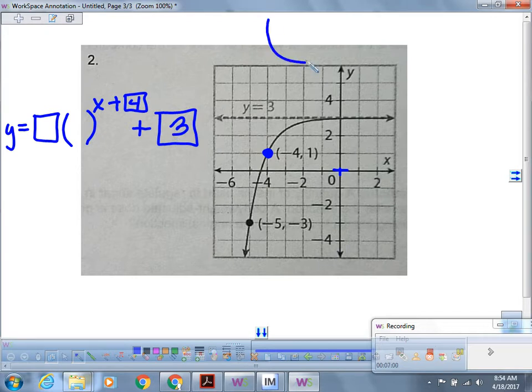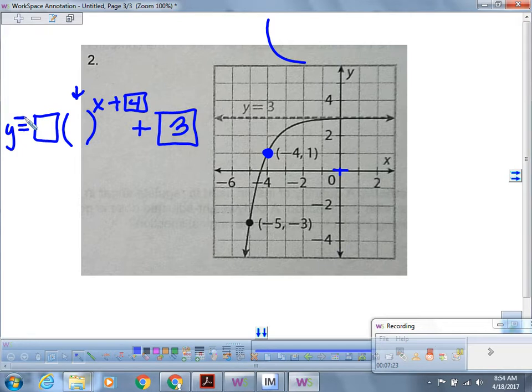So I know that this number is going to be a fraction. But I'm going to ignore that right now. I'm just going to pretend like it's growth and make sense of it. Also, it's pointing down, right? So this must be negative. Alrighty? Okay, so let's get to work here.